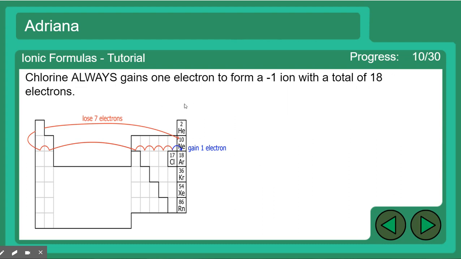Chlorine is always going to gain an electron to form a -1 ion, so an ion with a -1 charge, with a total of 18 electrons like argon.